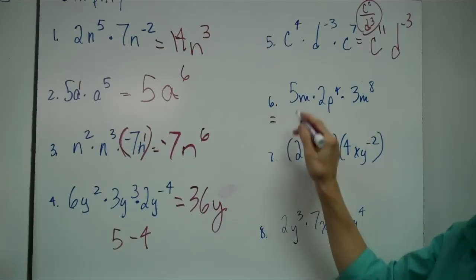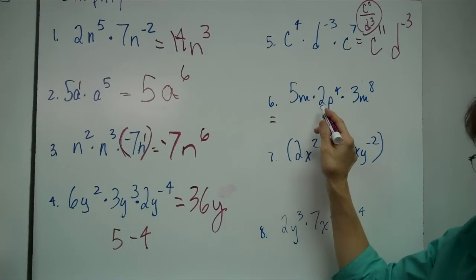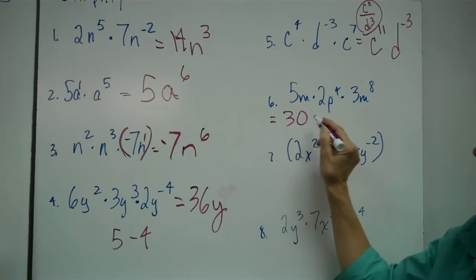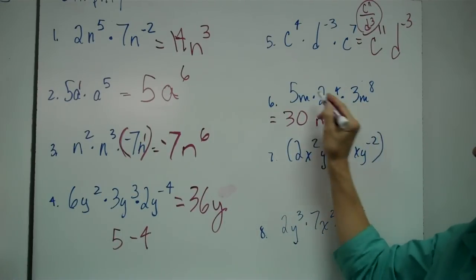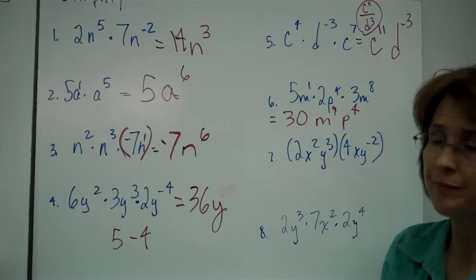Okay, for number 6, I got 5 times 2 times 3. So 5 times 2 is 10, times 3 is 30. Okay, then I have an m, I have an 8 here, and I have a 1 here, so that's m to the 9th, and then the p to the 4th just stays right there.